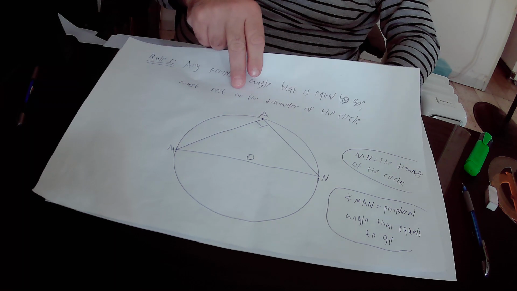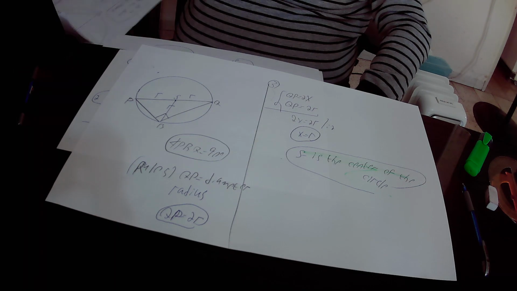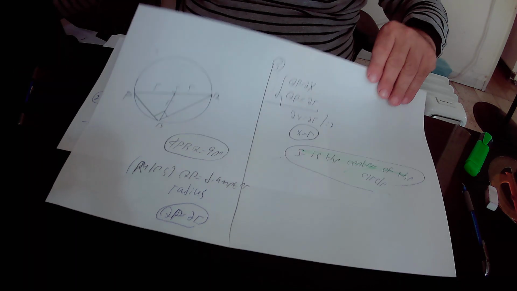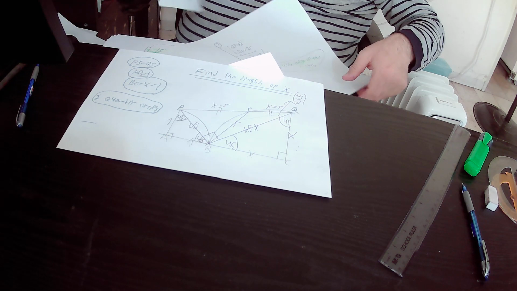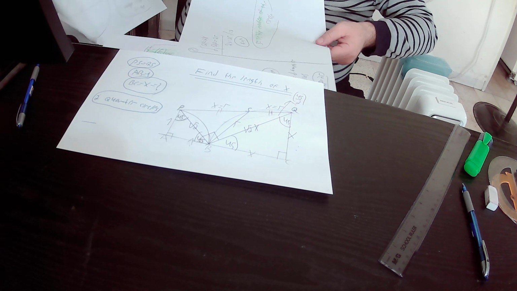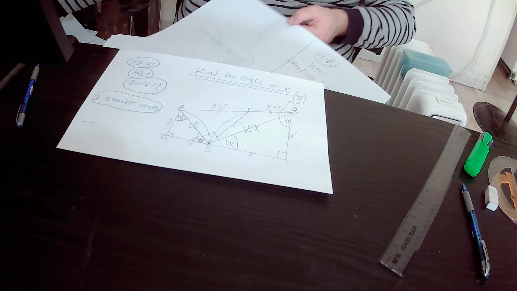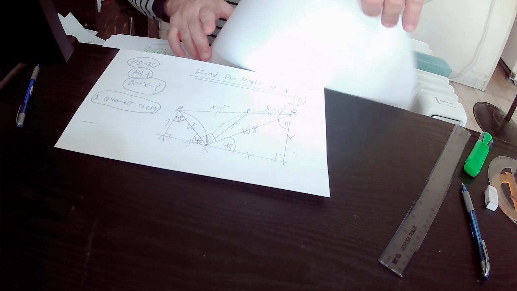We can actually implement rule number 5 in our drawing. Why? Because in our drawing we have the peripheral angle.